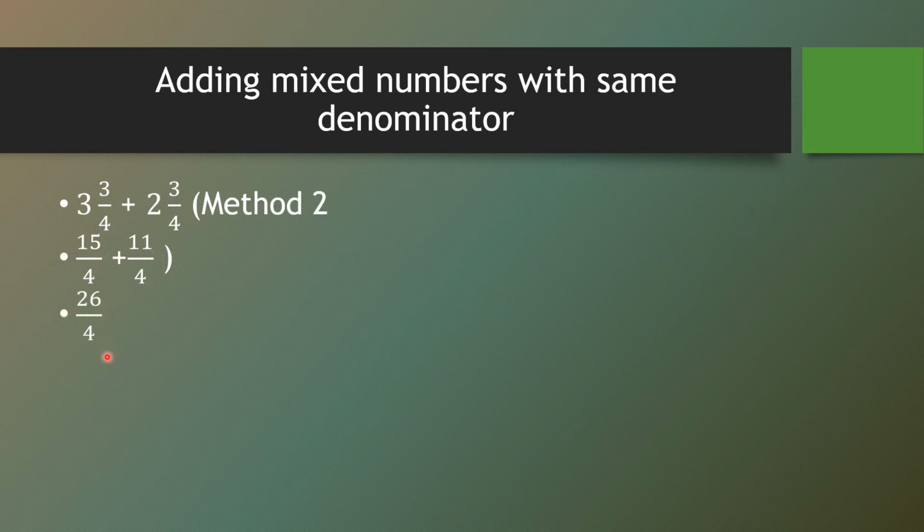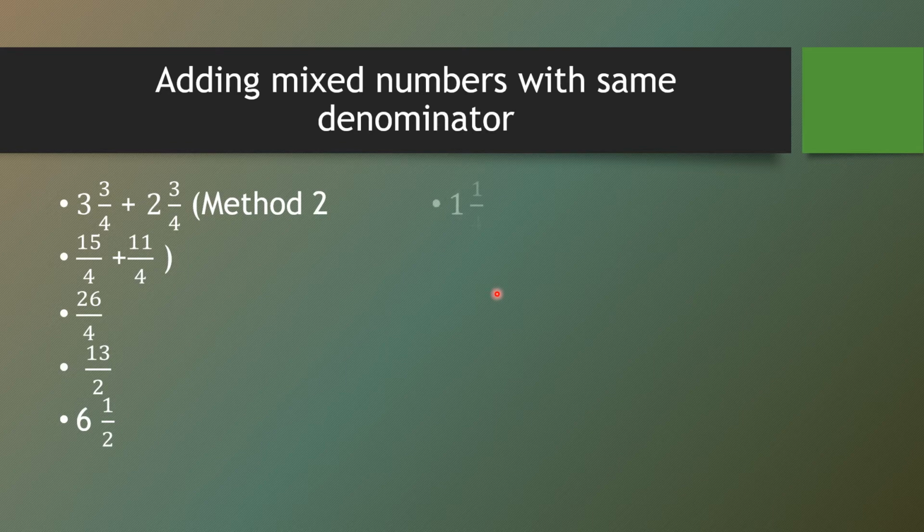Now 26 by 4 can be simplified because there is a common factor which is 2. 2 is a common factor of both numerator and denominator. So we will divide by 2 in 26, then we will get 13, and when we will divide in 4 we will get 2. So 13 by 2. Now 13 by 2 is improper fraction, so we will convert this into mixed number. So we will divide 13 by 2, we will get 6 and 1 by 2.